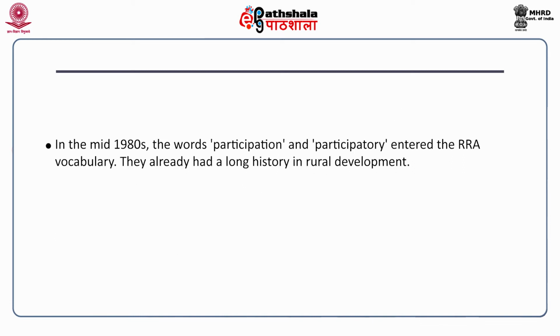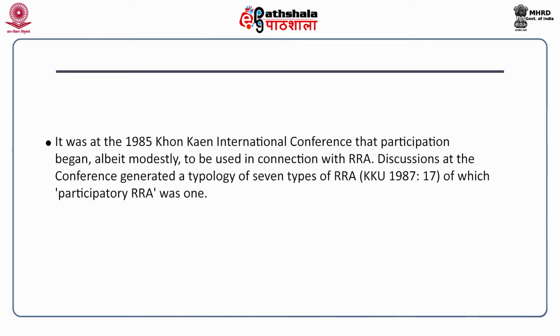In the mid-1980s, the words participation and participatory entered the RRA vocabulary. They already had a long history in rural development. It was at the 1985 Khon Kaen International Conference that participation began, albeit modestly, to be used in connection with RRA. Discussions at the conference generated a typology of 7 types of RRA, of which participatory RRA was one. For this, the dominant purpose was seen as stimulating community awareness, with the outsider's role as catalyst.